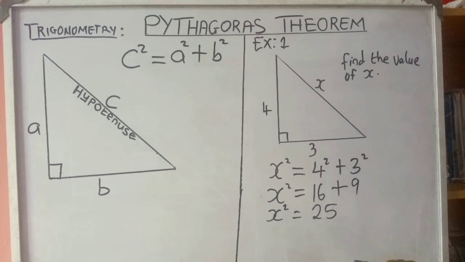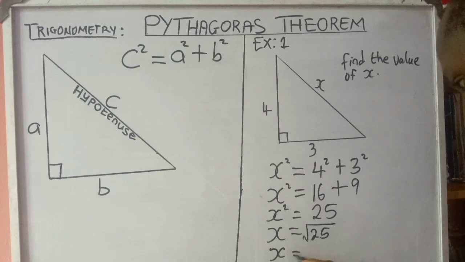So the next step we take is to take the square root of both sides. When you take the square root of both sides, that becomes the square root of 25. And the square root of 25 is, of course, equal to 5. And that is the solution to this question. Now let's take some other examples.